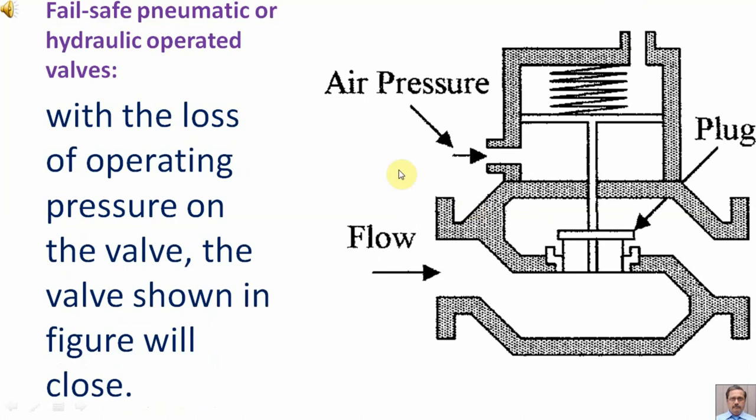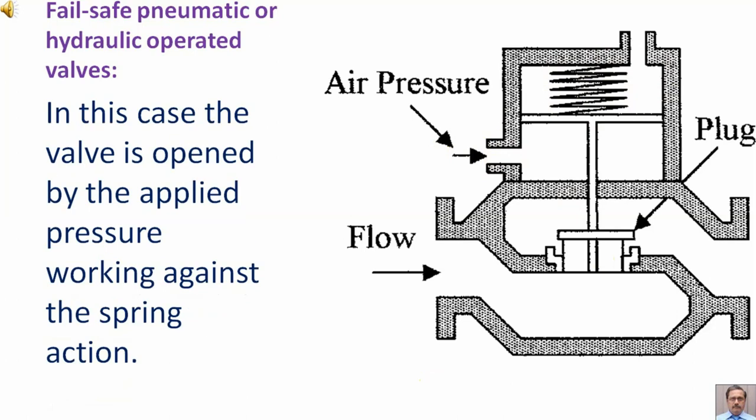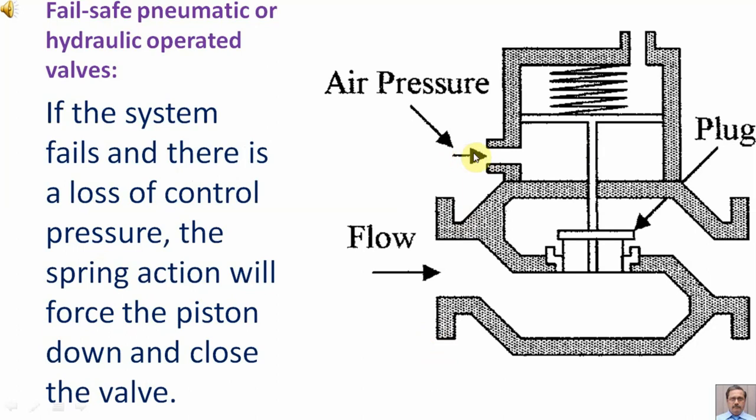With the loss of operating pressure, the valve shown in the figure will close. In the figure, the spring is moved from below the piston to a position above the piston, and the inlet and exhaust ports are reversed. In this case, the valve is opened by the applied pressure working against the spring action. If the system fails and there is a loss of control pressure, the spring action will force the piston down and close the valve.